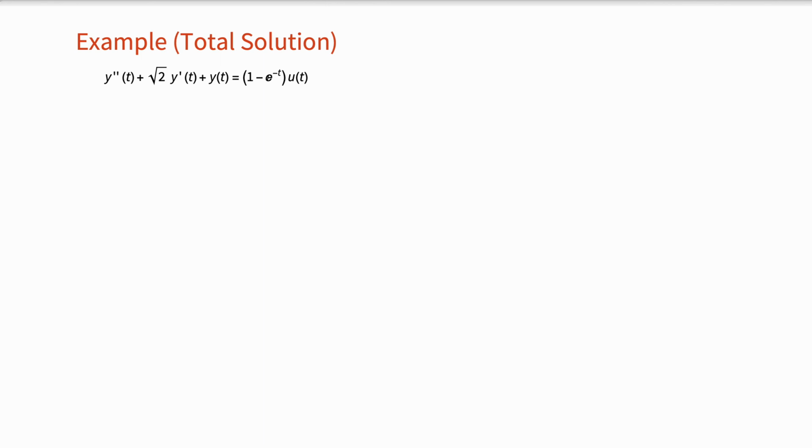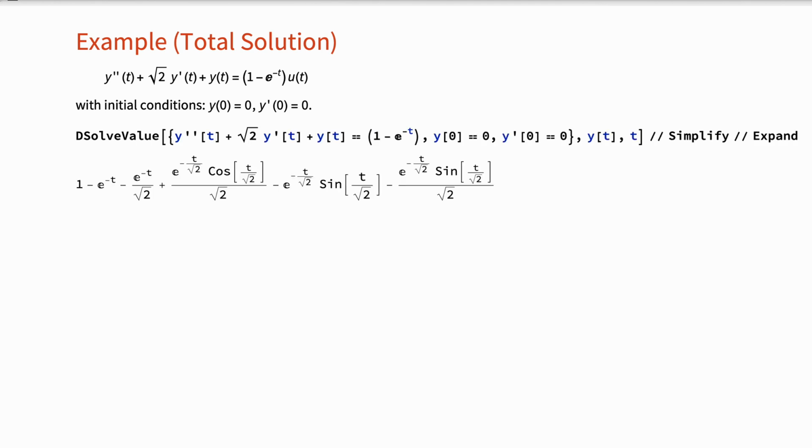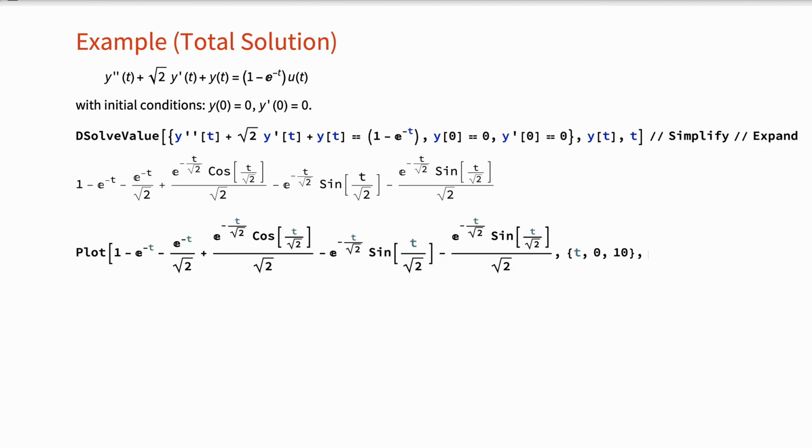Let's look at one more example. Consider this differential equation with the given initial conditions y(0) equal to 0 and y prime of 0 equal to 0. And let's find the solution y(t). We can use the Wolfram language to find the total solution, and we can plot the solution to get an idea of what the solution looks like.